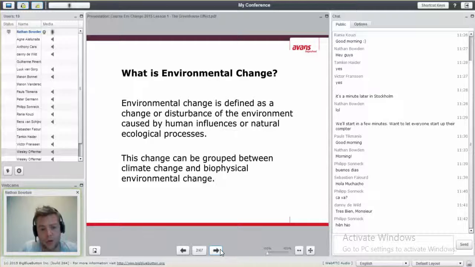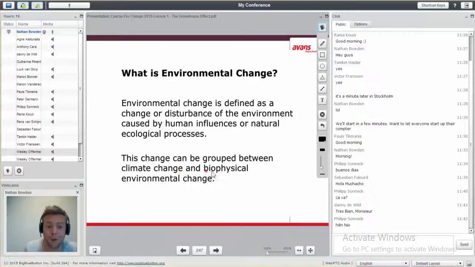And also, this change can be between climate change and also biophysical environmental change. So there are a lot of processes. Some of them are fast, some of them are slow. We'll be going through most of them.